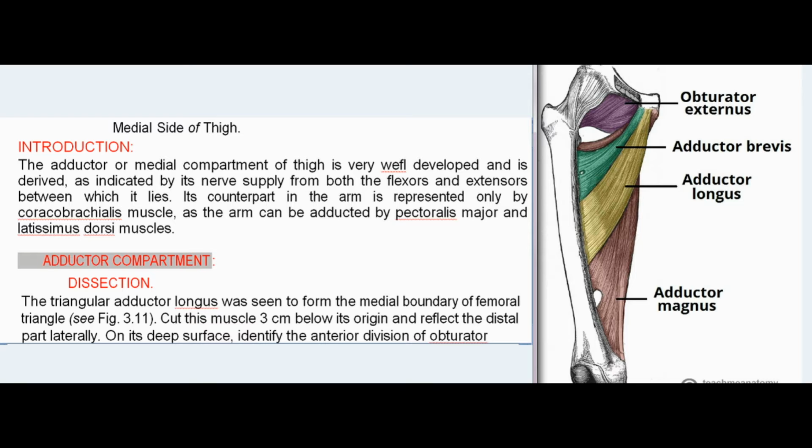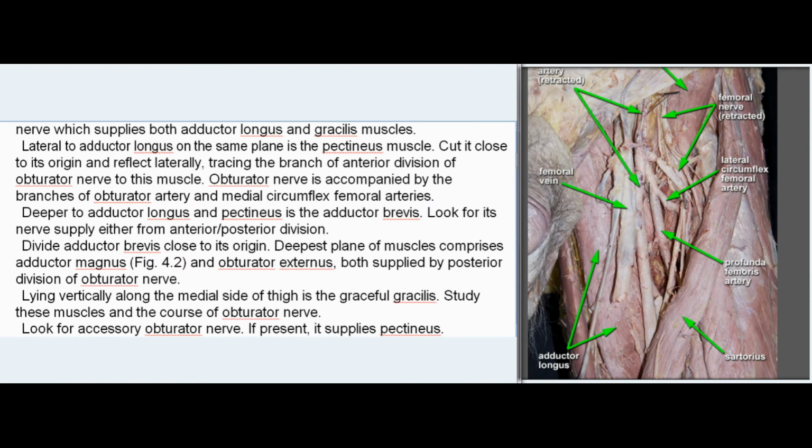Adductor compartment, dissection. The triangular adductor longus was seen to form the medial boundary of femoral triangle. Cut this muscle 3 cm below its origin and reflect the distal part laterally. On its deep surface, identify the anterior division of obturator nerve which supplies both adductor longus and gracilis muscles. Lateral to adductor longus on the same plane is the pectineus muscle. Cut it close to its origin and reflect laterally, tracing the branch of anterior division of obturator nerve to this muscle.